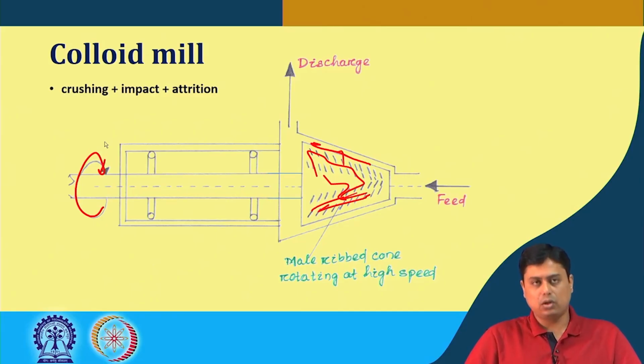The name colloid mill says it, because we can have very fine particles from this equipment, as colloid particles are very small in dimension. So the name attributes to that fact, and by this kind of milling operation we can have ultrafine particles.